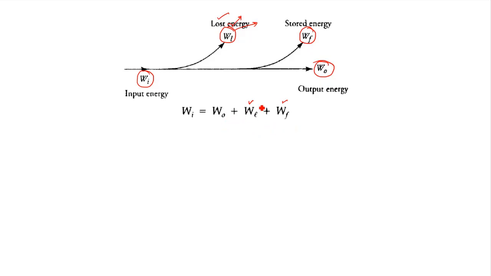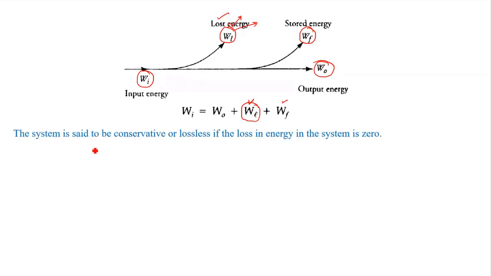But in case of a conservative system, when the energy is being conserved, the loss is neglected. So the system is said to be conservative or lossless if the loss in the energy in the system is zero. That means your input energy will become equal to output energy plus stored energy in the magnetic field.